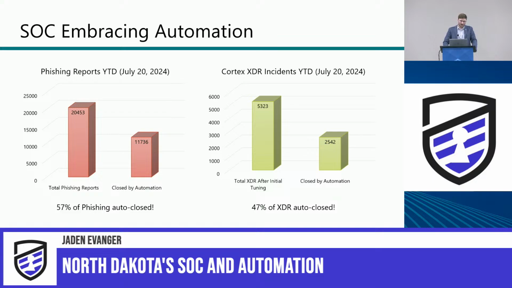And then Cortex XDR, that is our EDR solution that we have deployed. Works with our firewalls too. We have incidents that get generated from those. And we actually tune out a lot of those alerts at the EDR level in the console. So we're only looking at what the automation is seeing. And we got 5,323 in that same time frame, about 6 months. And we closed about 47% of those completely hands off from analysts.